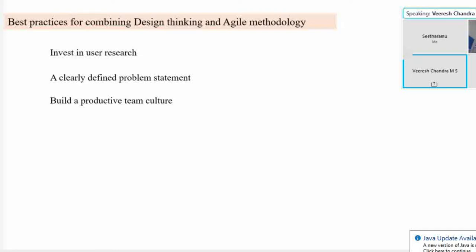But still, all of us, working in IT industries or in mechanical industries or wherever we are, we are productive, but we need provocation. We need encouragement, right? So companies should think about building a productive team culture.